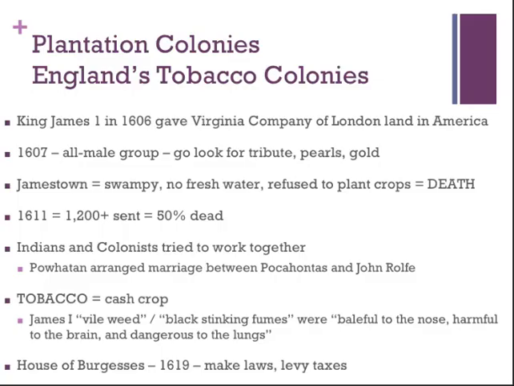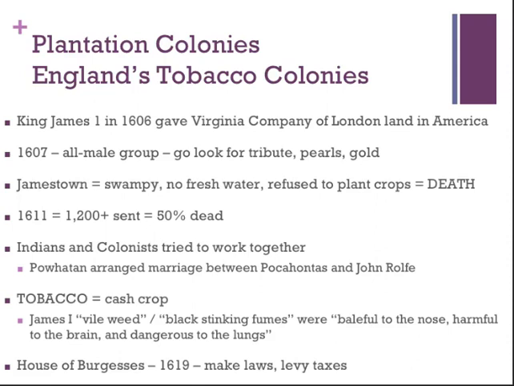As far as America's colonies go, we have King James I in 1606 gave the Virginia Company of London land in America, and in 1607 they sent an all-male group to go look for gold and pearls and tribute in the Americas. Now that's obviously a problem if all you have are males coming over to search for things. You have Jamestown. Jamestown is swampy. There's no fresh water. They refused to plant crops because they were just focused on gold and the riches. And eventually it led to many of their deaths.